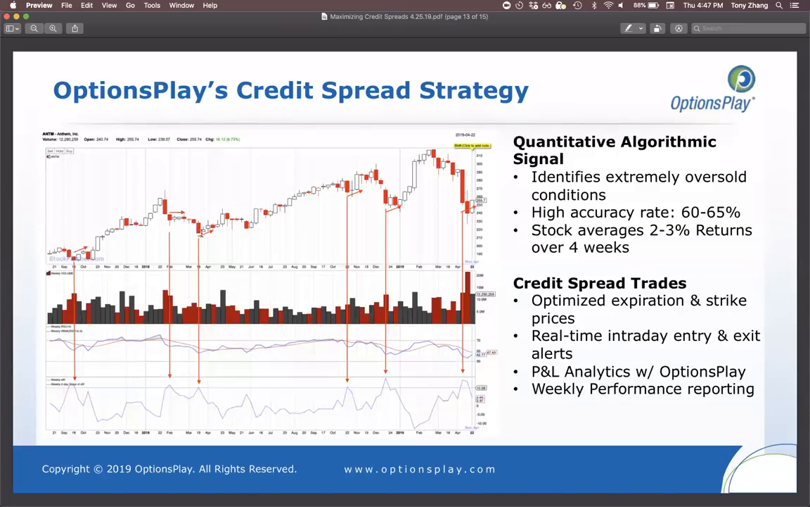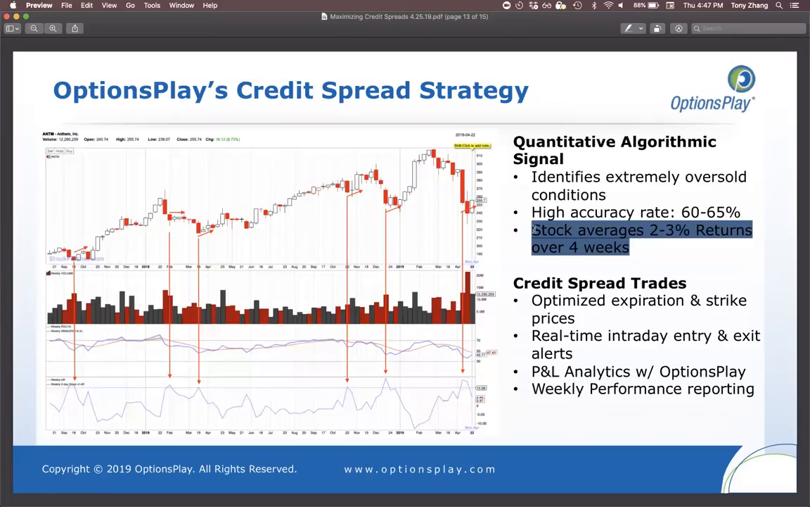And as you can see, these arrows identify these extremely oversold conditions on this particular stock. When these signals are generated, we see a very high amount of accuracy, anywhere from 60 to 65% chance that the stock will reverse higher over the next 4 weeks. And we typically see on average about 2 to 3% returns on just the underlying stock over those 4 weeks. These are the types of algorithmic signals that we've identified using our resources here to backtest thousands and thousands of technical indicators to give us a sense for what gives us the highest probability trades.